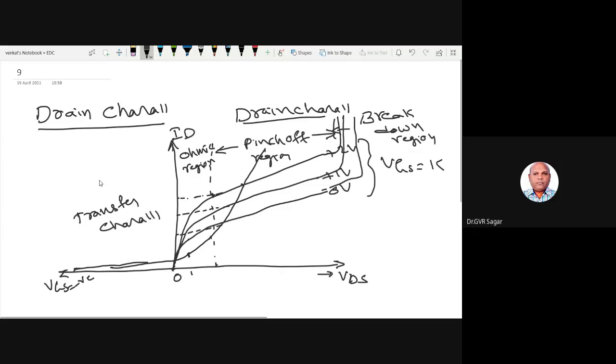From the transfer characteristics, you can find out the gm, the transconductance. From the drain characteristics, you can find out the rd, the small drain resistance.